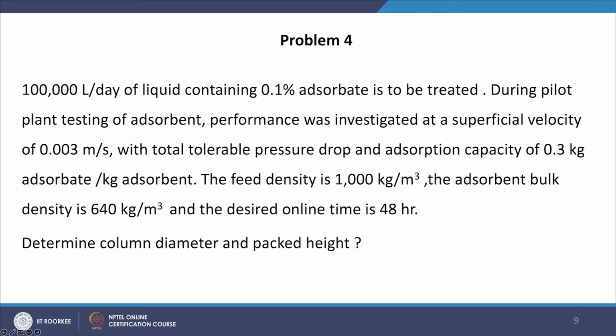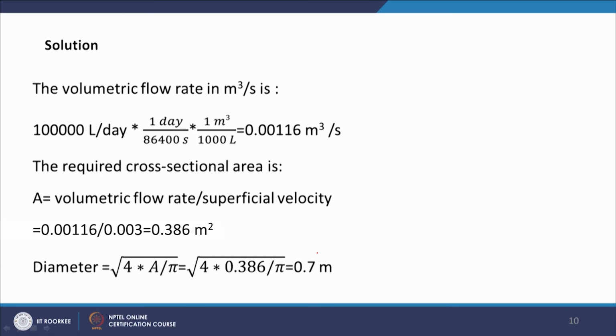Again, an adsorption-based problem: we have to determine the column diameter and packed height. Certainly, in that case we will be using the mass balance. To calculate the volumetric flow rate in meter cube per second, we have 1 lakh liter per day. So, 1 lakh divided by 86400 seconds converts day to second, and then we divide by 1000 to convert liter to meter cube. These divisions are done basically to convert the unit. So, liter per day becomes 0.00116 meter cube per second.